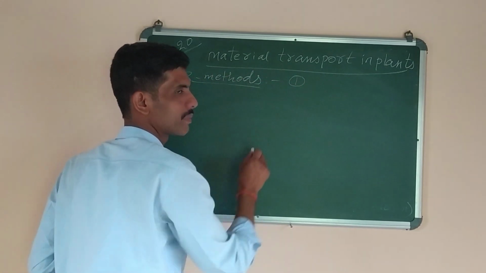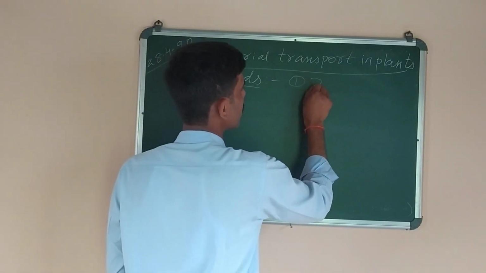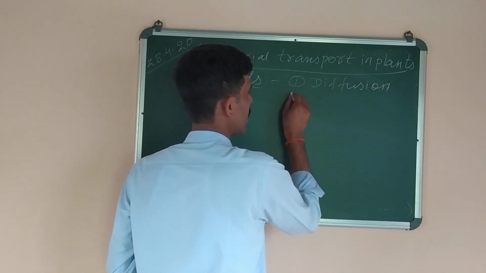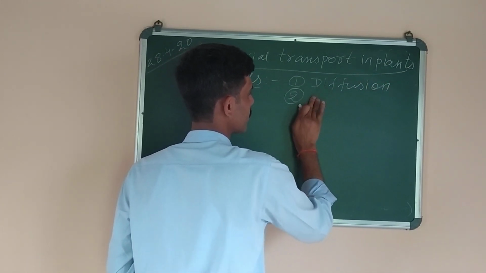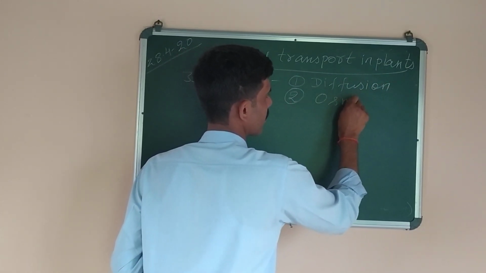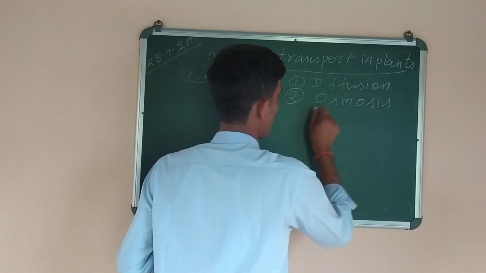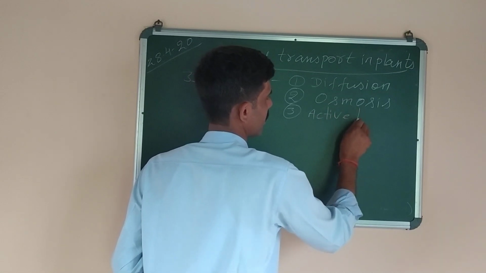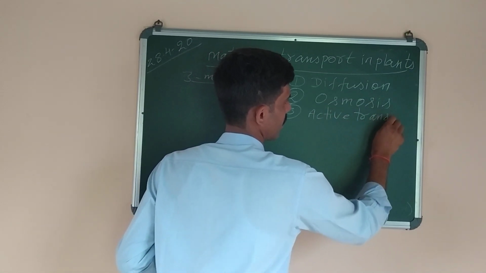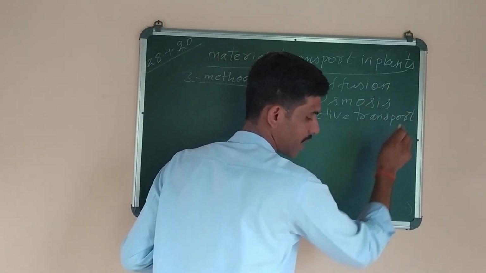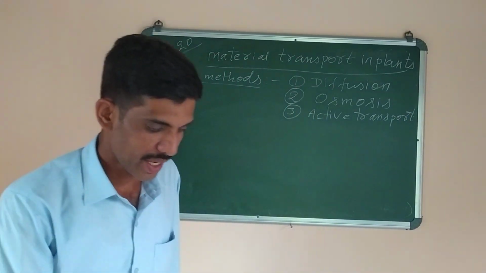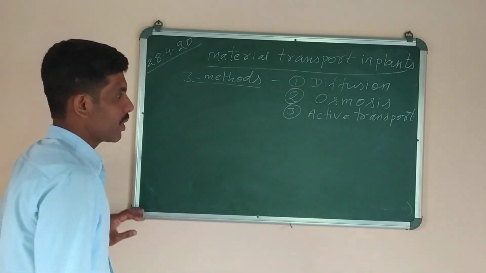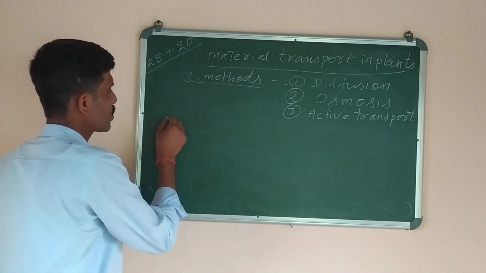Number 1, diffusion. Number 2, osmosis. And number 3, active transport. Okay, diffusion, osmosis and active transport. Now one by one we will study about them. First one, diffusion.